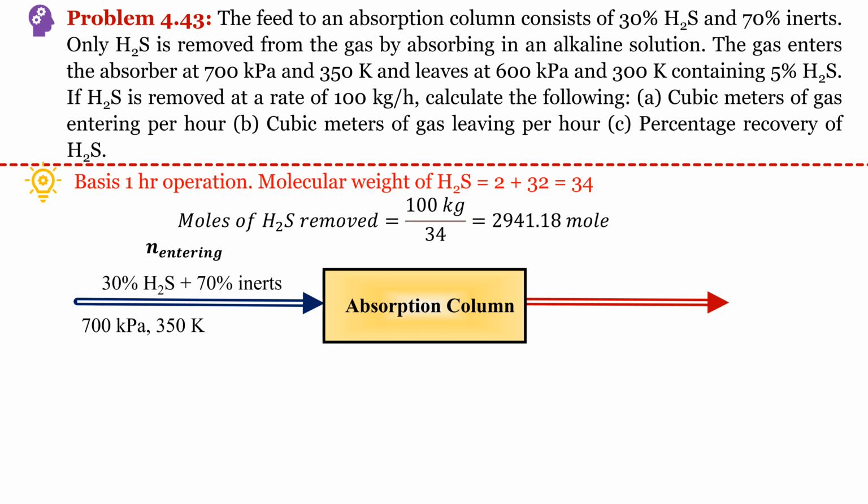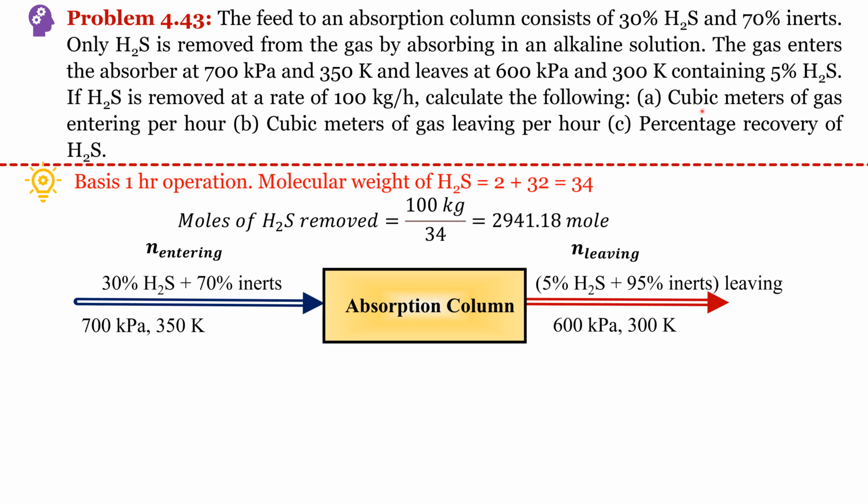Now we can write the exit conditions. At the exit it is given that the leaving gas contains 5% H2S. It means the remaining 95% will be inerts. And further we don't know how many moles of gas are leaving, so we are assuming N leaving is the total moles of gas. And this gas is leaving at 600 kilopascal and 300 Kelvin.